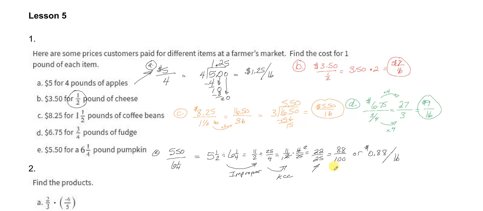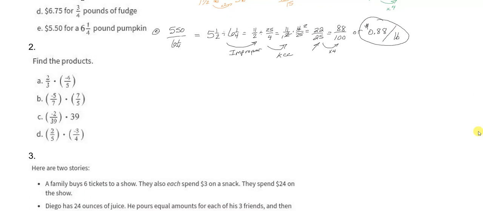I was like, hey, this is money. Nobody talks that way. So I multiplied by 4 to get that as 100, and so this was cents. So 88 cents per pound was my answer for that last one. And let's jump on into the next one for problem number 2, finding some products.